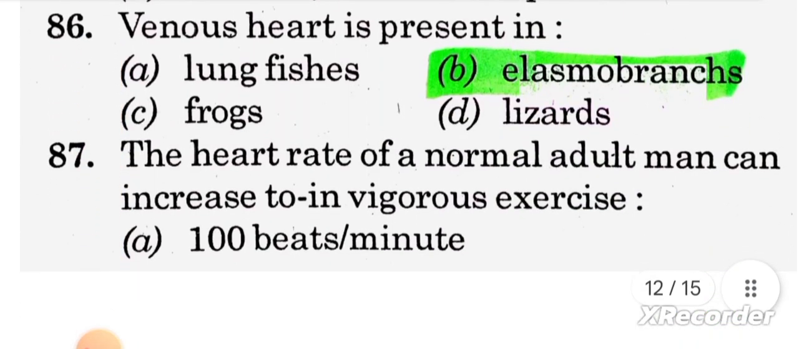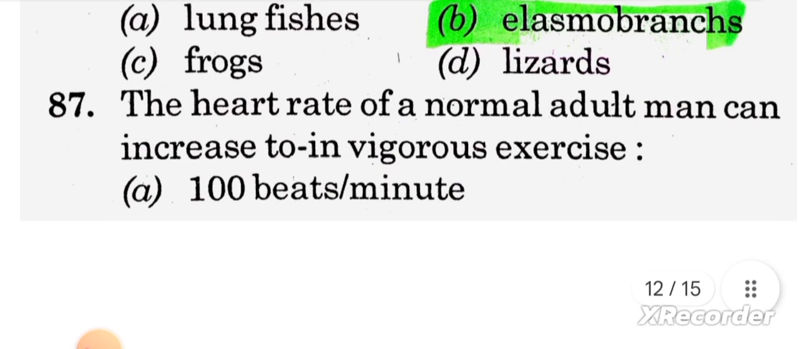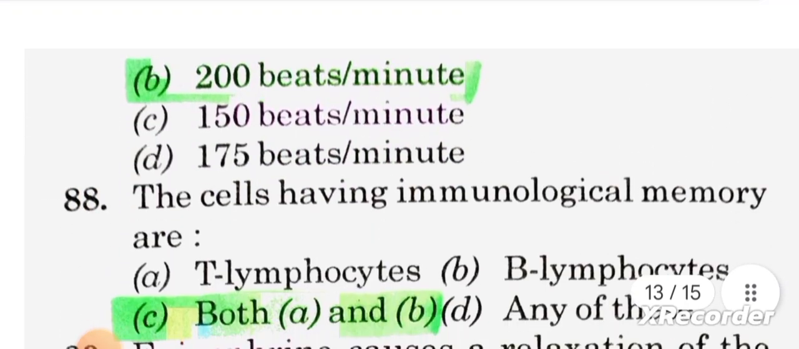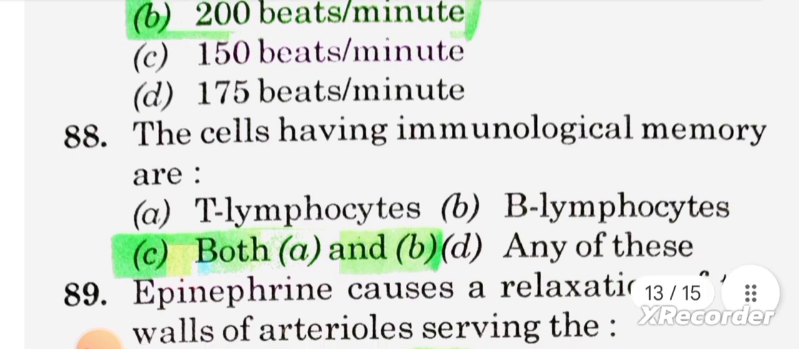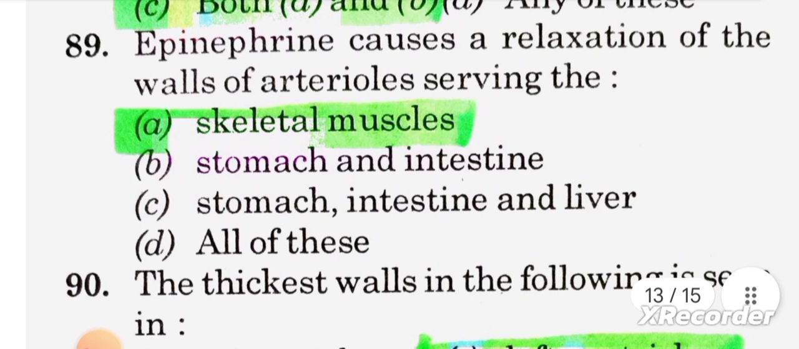Next 86. Venous heart is present in answer B. Elasmobranchs. Next 87. The heart rate of a normal adult man can increase to in vigorous exercise. Answer B. 200 beats per minute. Next 88. The cells having immunological memory are answer C. Both A and B. Answer A. T lymphocytes and answer B. B lymphocytes.